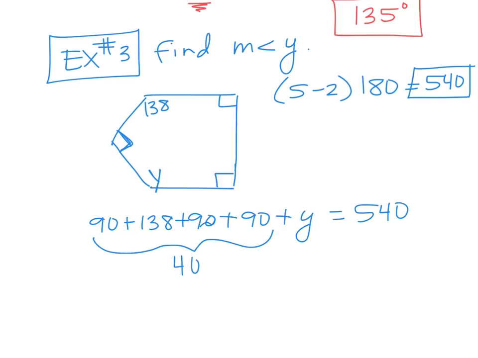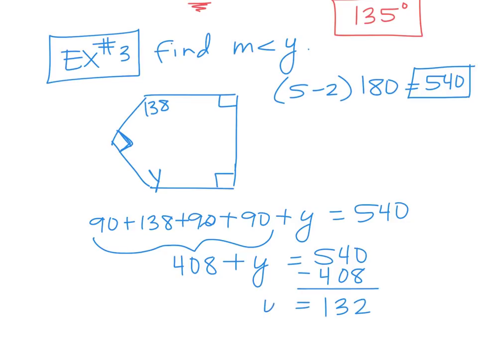What does that come out to? 408? So 408 plus the missing angle should equal 540. So you're going to take away the 408, and you get 132 for that missing angle. So it's kind of a two-stepper. You need to find the sum of them. Then you can do the subtraction to take away all the angles we know, and then you'll see what you're left with. Does that make sense? Questions?